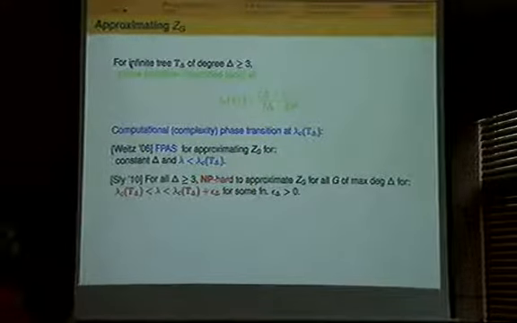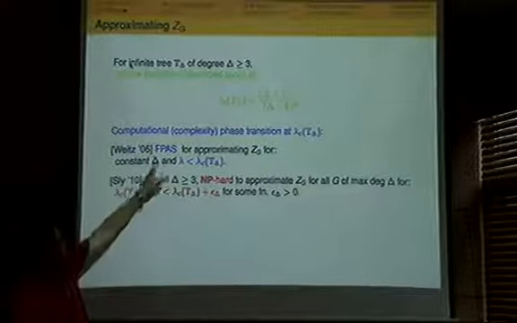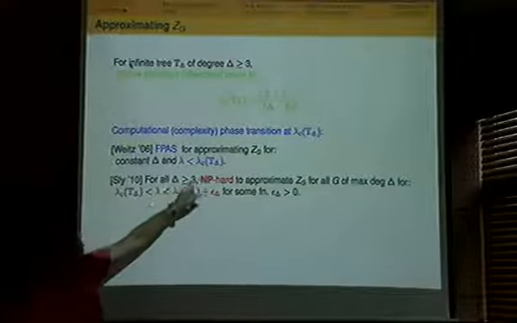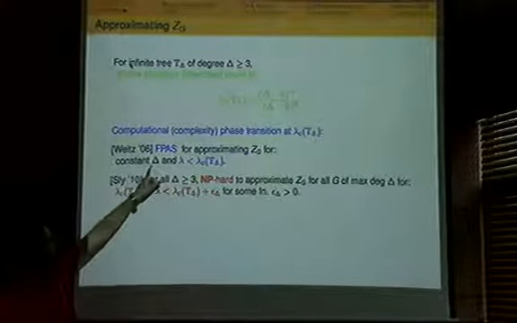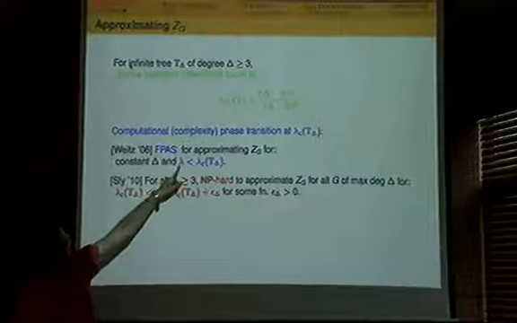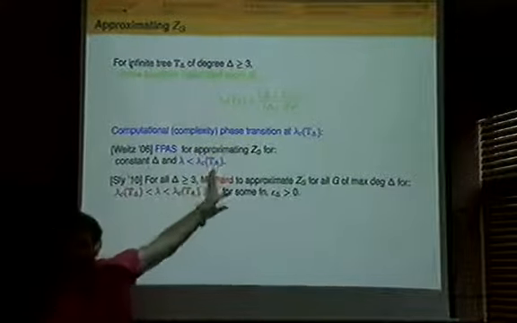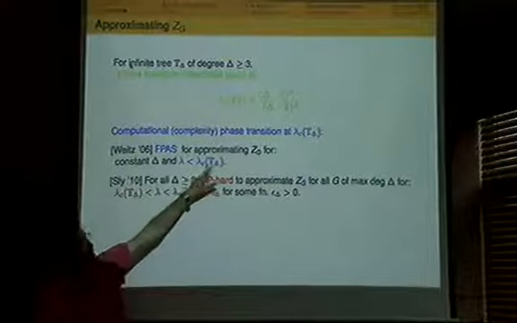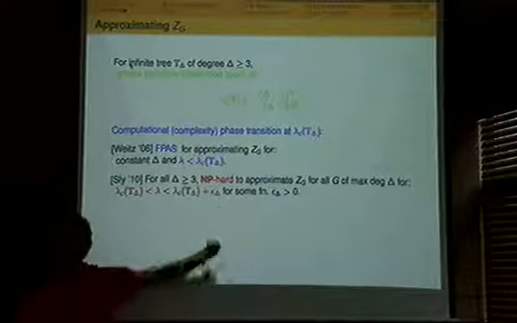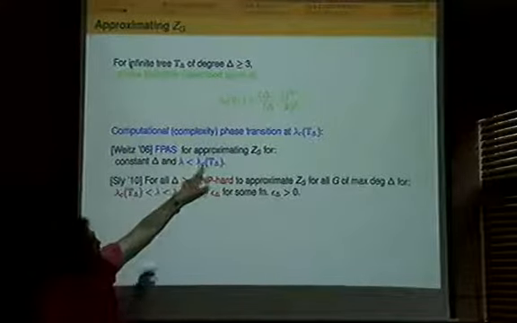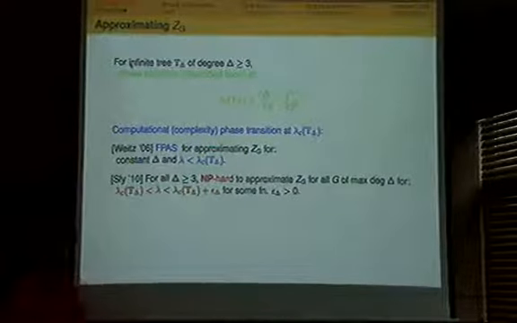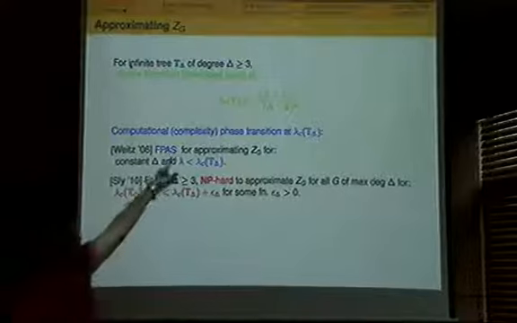Weitz showed that there's a deterministic algorithm which, for any graph where the maximum degree is constant, works for any lambda less than this critical point on the tree. So it's any graph, but the critical point is the critical point from the tree. It's like the tree is the worst case. But for any graph, when you're below this critical point on the tree, there's an algorithm to approximate the partition function, and you can approximate it arbitrarily closely.